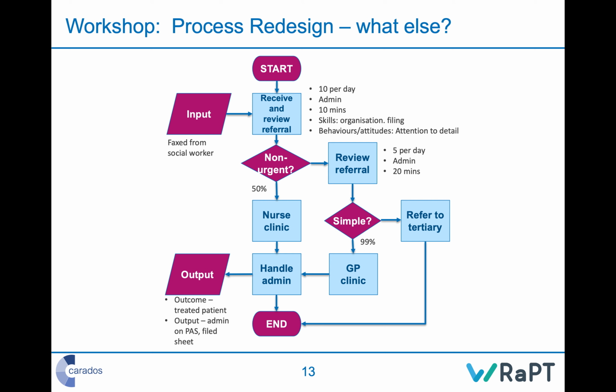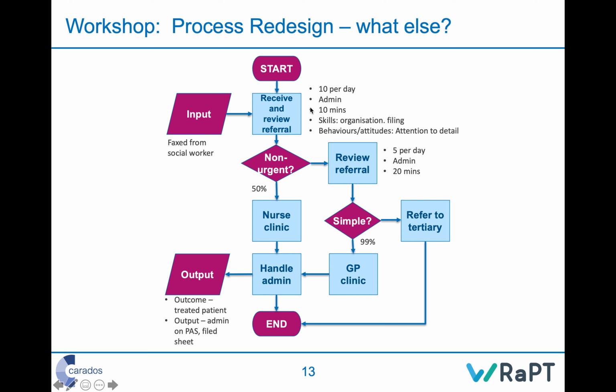So here's a few things that we might have added to that to make that work. We now know that 50% of non-urgents go to the nurse clinic, and then 50% are urgent and go to the review referral. We know that 99% are simple, and that 1% is referred to tertiary. So we can therefore work out that 0.5% following that route will end up going to tertiary.